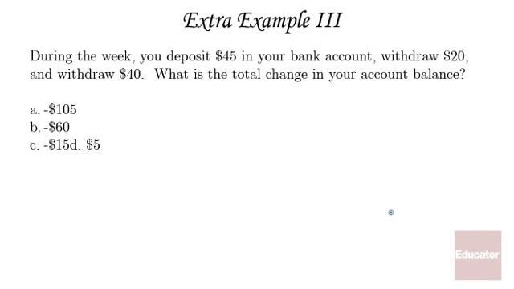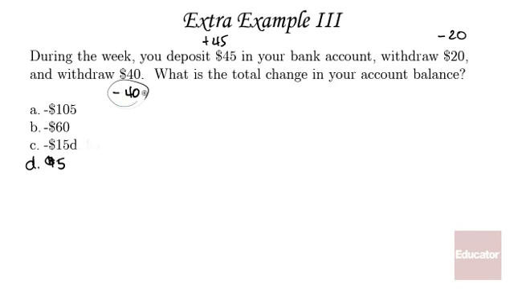During the week, you deposit $45 in your bank account, withdraw $20, and withdraw $40. What is the total change in your account balance? So here you need to understand the words deposit, withdraw, and withdraw. Oh, I think this means that we're going to say D is $5. Well, if you understand withdraw and withdraw, that will tell you that it's minus 20 and minus 40. And deposit is adding 45.